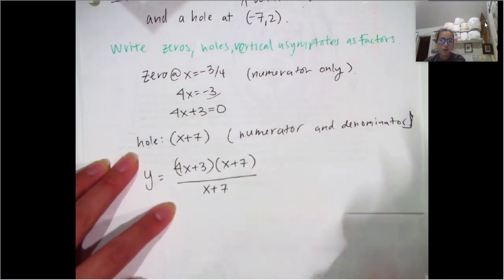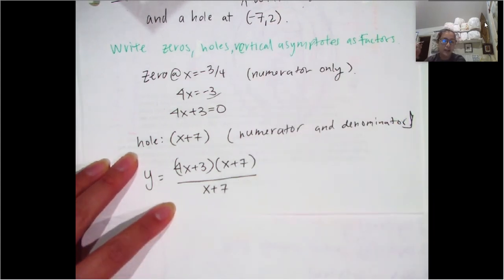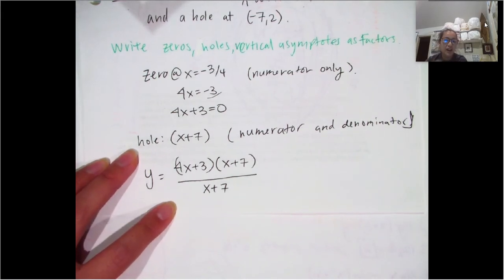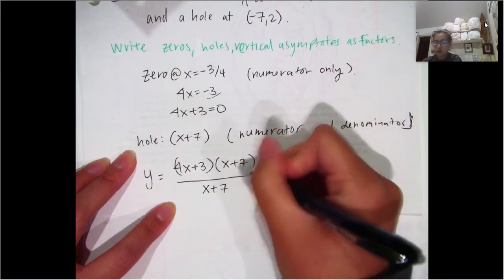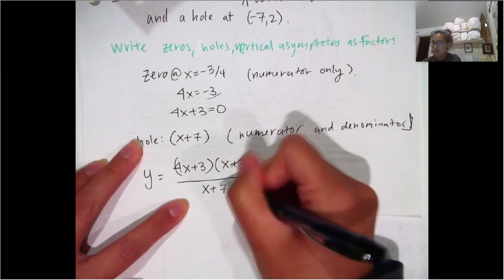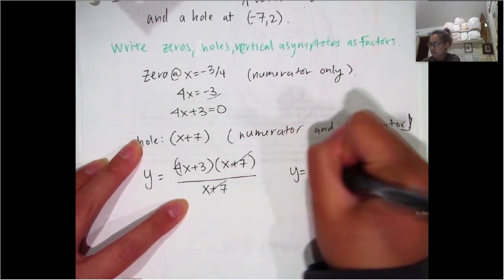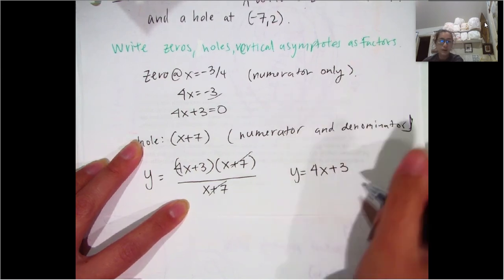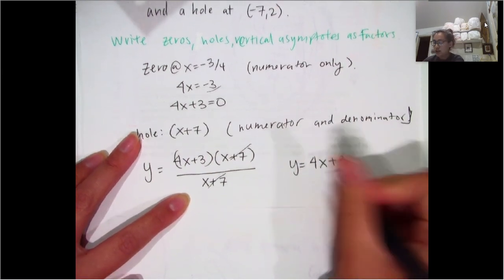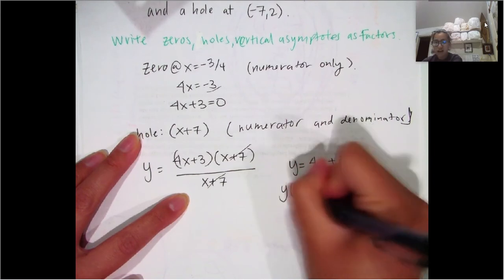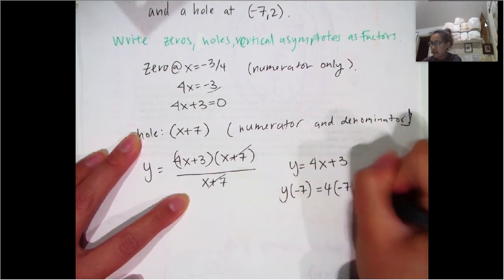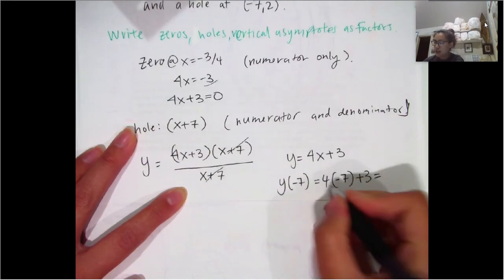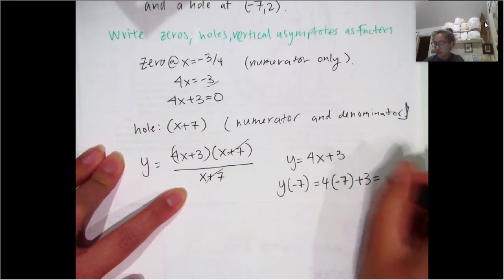But the issue here is that the hole was at (-7, 2). That means that when you cancel out the hole, or when you cancel out the x plus 7 over x plus 7, you're supposed to get 2. So when you plug in -7 into y equals 4x plus 3 with the x plus 7s canceled out, you're supposed to get 2. And the issue is that you don't. So y of -7 is 4 times -7 plus 3, which is -28 plus 3, which is -25.